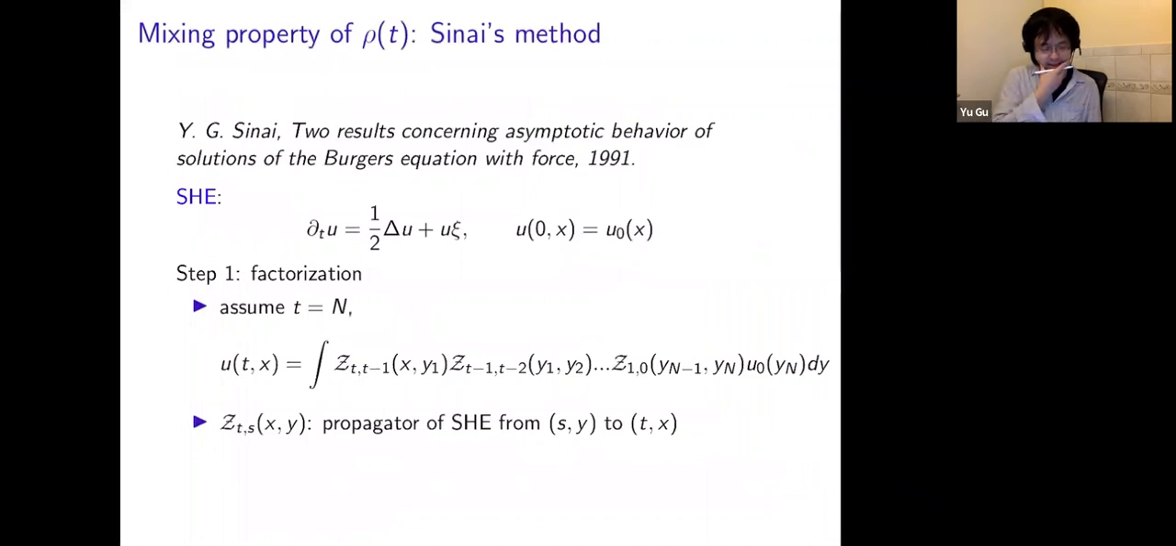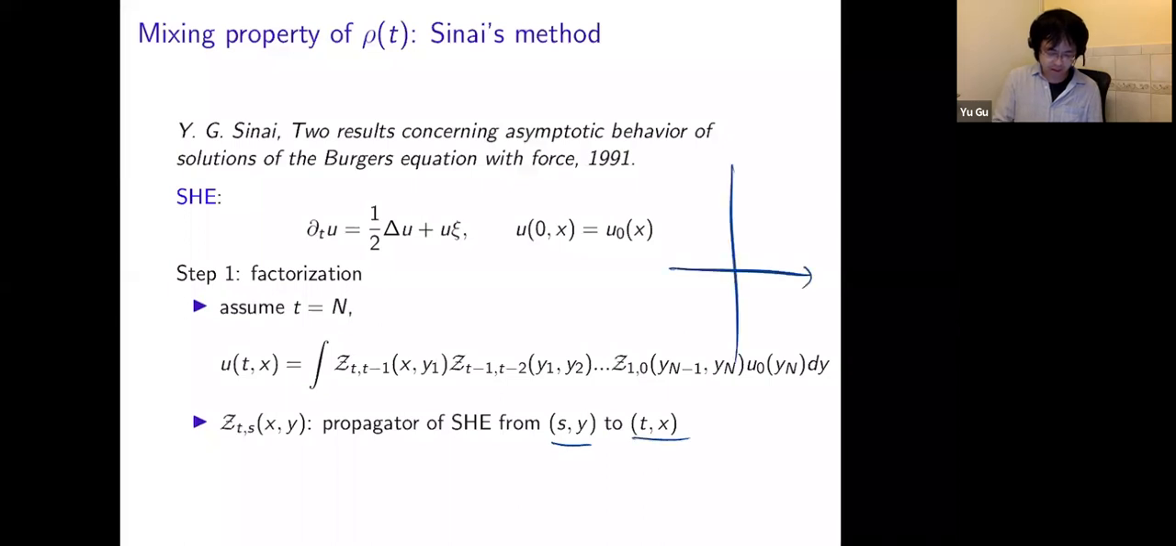So that's the evolution of this rho. Now let me explain how we prove the mixing property. We use the Sinai method, from a paper 30 years ago by Sinai. The first step is just a simple factorization. I introduce a notation: Z here is the propagator of my SHE from (s,y) to (t,x). Basically, if this point is s, y, I put at this point a Dirac function, and t, x is here. Then I solve the SHE with the initial condition being the Dirac function, and evaluate my SHE at t, x. That's my Z. Then I have this expression for the solution of my SHE.